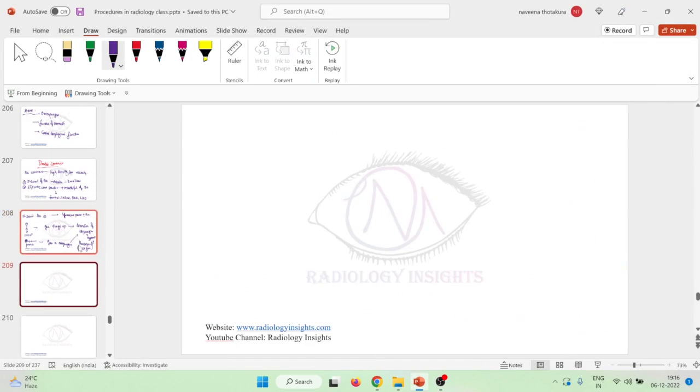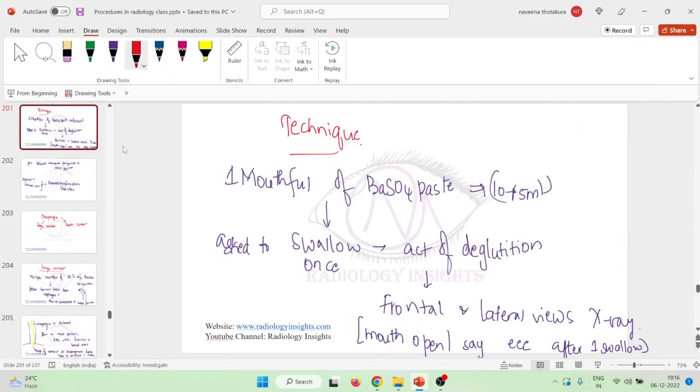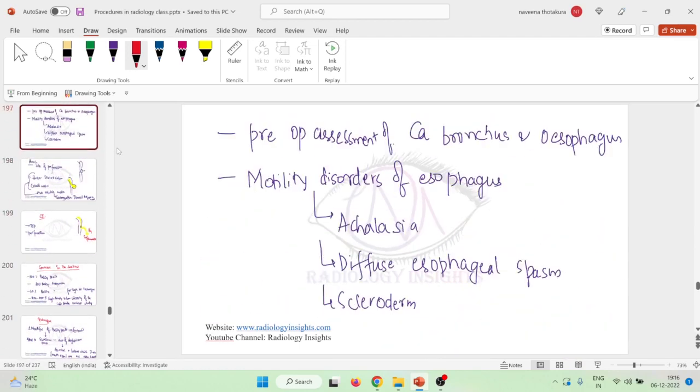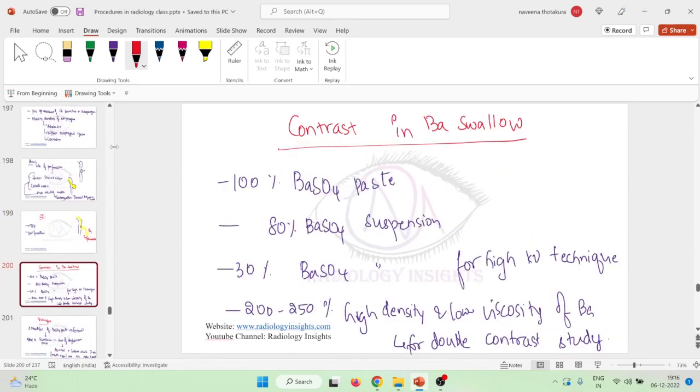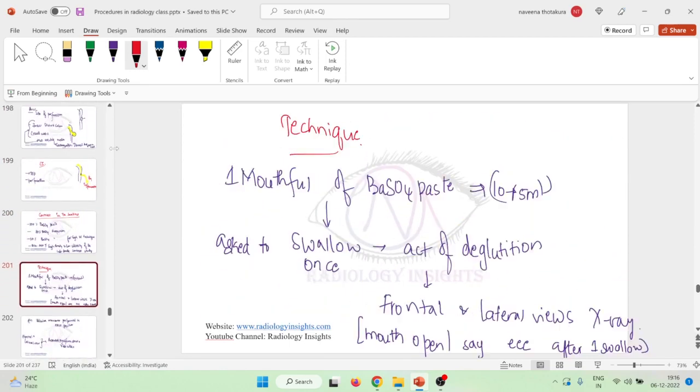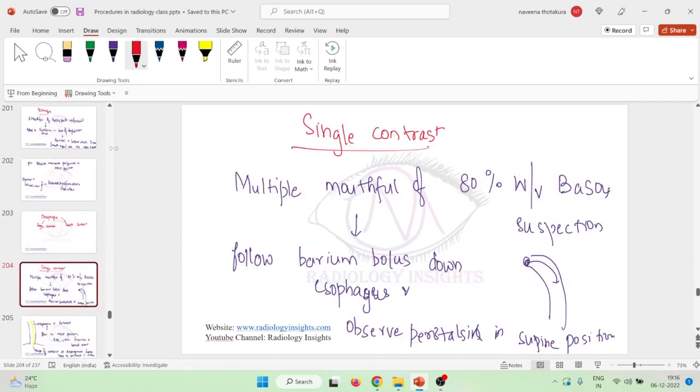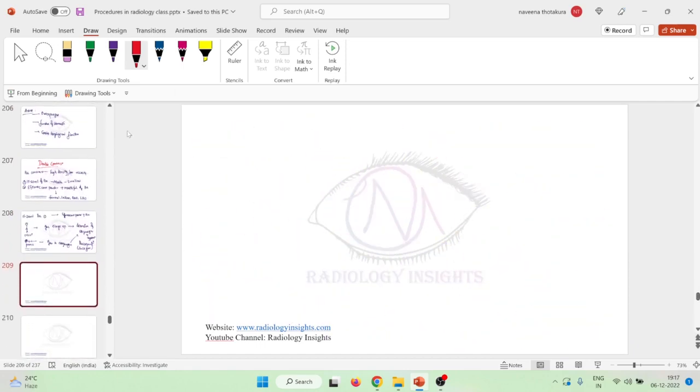Hello friends, we have already learned about the barium swallow. First we learned about the indications and contraindications of barium swallow. Then we learned about the contrast technique used in barium swallow. Now, what about the specific conditions of barium swallow? How are you going to do a barium swallow in different conditions?